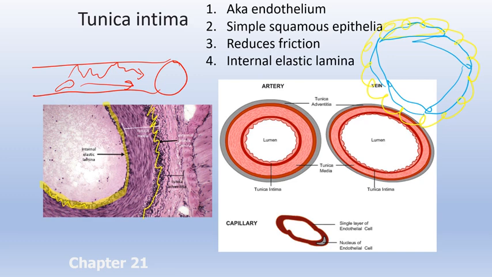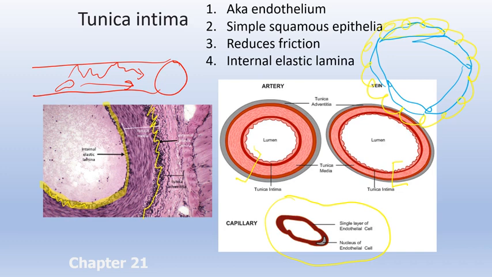It shows you the tunics in an artery. It shows you how they're different here in a vein. Look at this capillary down here. This capillary is just a layer of simple squamous epithelium. That's all. It doesn't have any smooth muscle. It doesn't have the other tunics. Remember I said in the beginning, its definition is that it doesn't have a tunica media or a tunica externa.